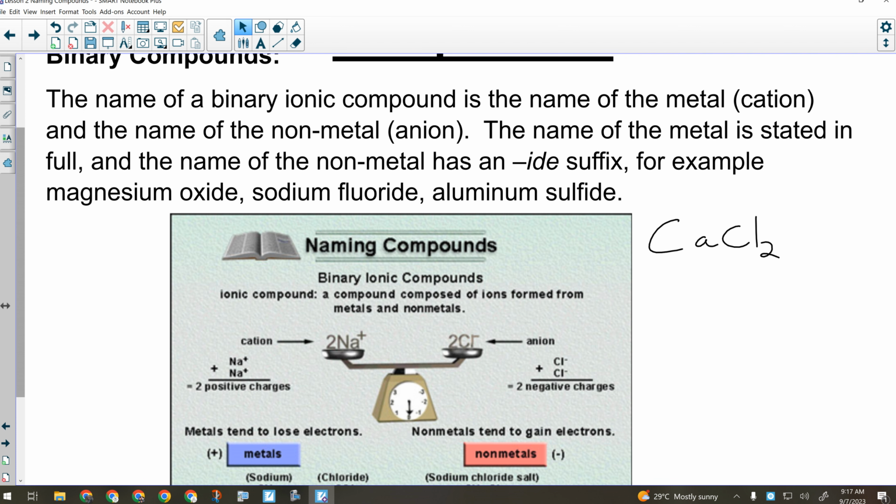So what that means is I don't need a prefix, because there's only one way that calcium and chlorine can go together and have the charges work out. That's why we don't use prefixes in ionic compounds. There's only one way calcium and chlorine can go together. There's only one way sodium and fluorine can go together. There's only one way that magnesium and oxygen can go together. So we don't have to use prefixes in those compounds.